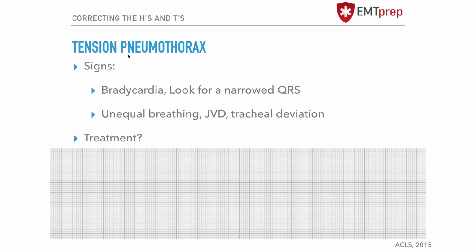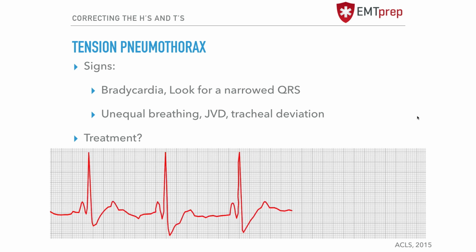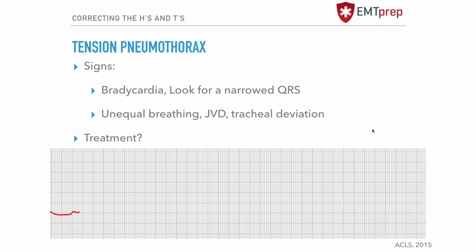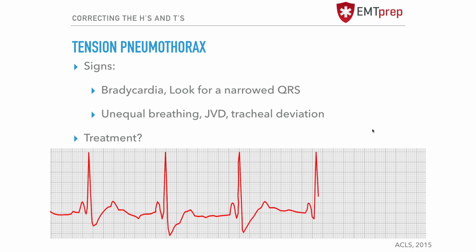Next is TEN, or tension pneumothorax, and signs there are bradycardia, and look for a narrowed QRS. You can have unequal breathing, JVD, and tracheal deviation is a late sign. But with these, we're looking to provide supplemental oxygen and then decompress the chest once it's developed from a pneumo to a tension pneumothorax. And be sure to check out our video on tension pneumothorax management as well.